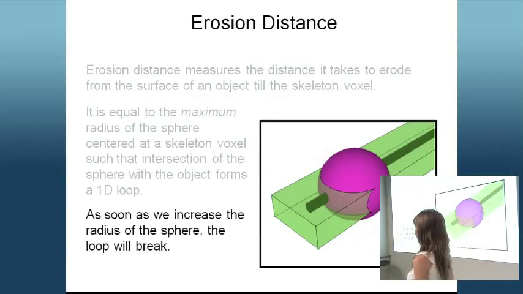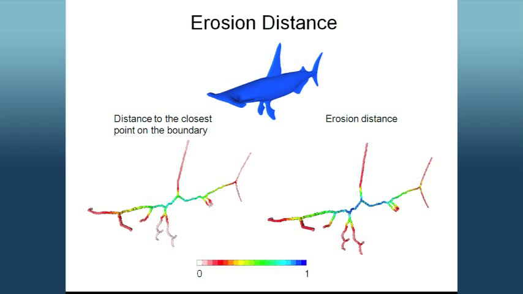In order to illustrate differences between these two measures, I computed the distance to the closest point and the erosion distance for the skeleton points for this shark model. And as you can see, for the region of the dorsal fin, the distance to the closest point produces a very low range of values. This is because the dorsal fin is very thin everywhere. It's very thin, but it has a lot of difference between the above and below part, where the below part is much, much wider. And erosion distance captures these differences much better, because it can understand that eroding in this direction will take a longer time than eroding the above part.